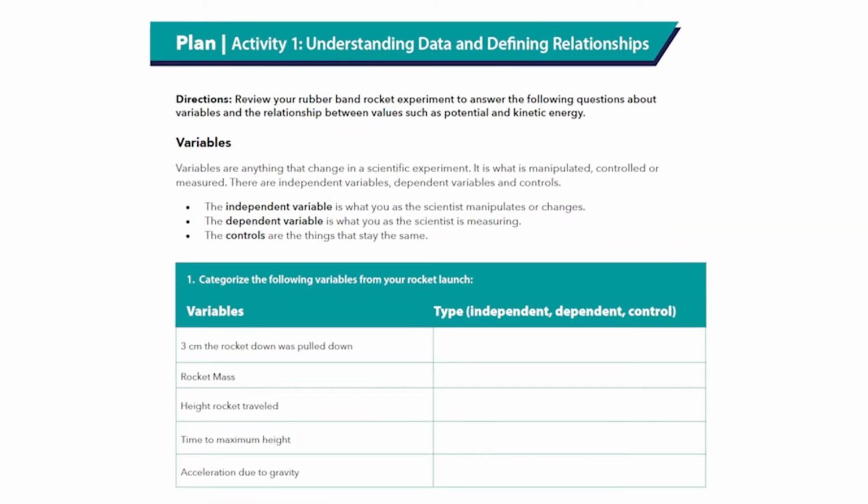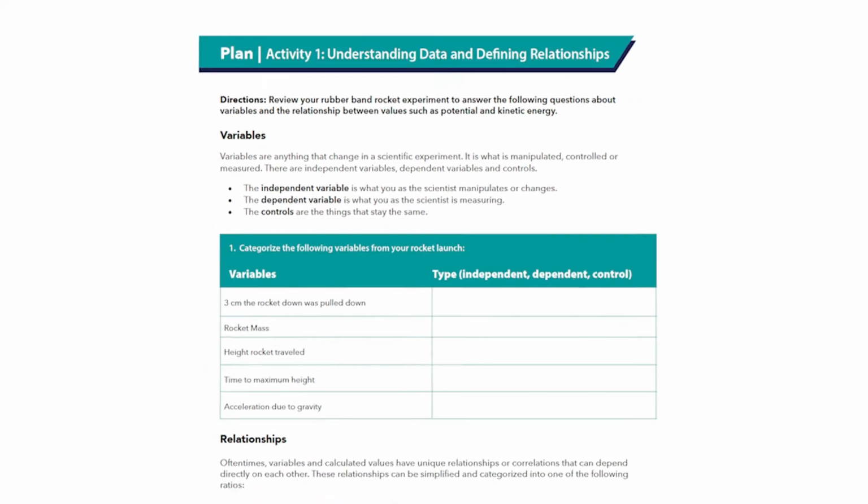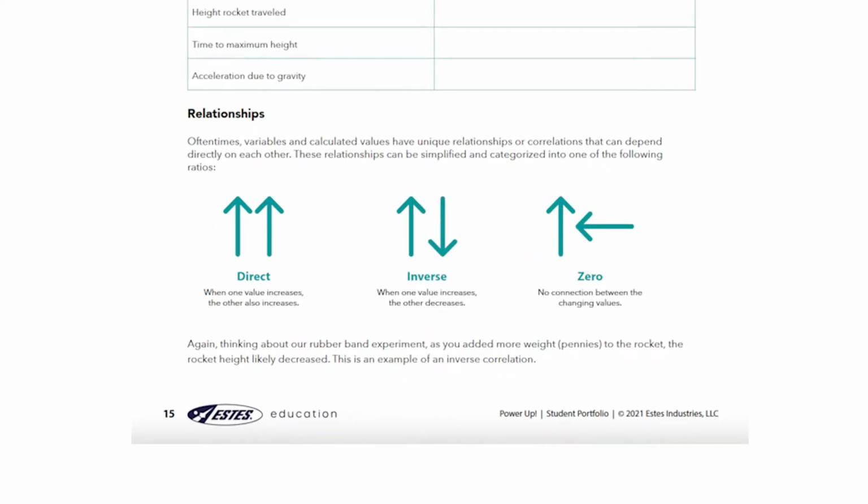Let's move on to the Plan section. This is where students will better understand the data they've collected from the rubber band rocket and define relationships between variables. First, students will be introduced to variables themselves. These include independent and dependent variables, along with the controls. Then, students will learn about the correlations between different experimental variables, such as mass and velocity or height and gravitational potential energy. And finally, students will use what they've learned to make predictions about how everything will change on Mars.